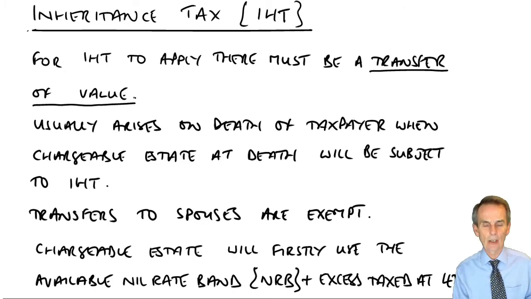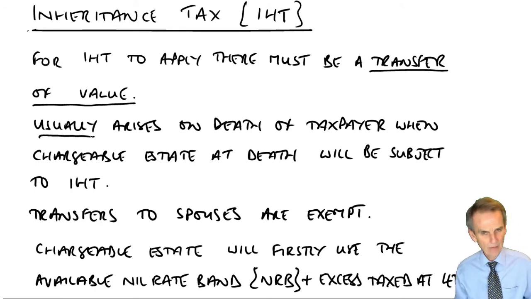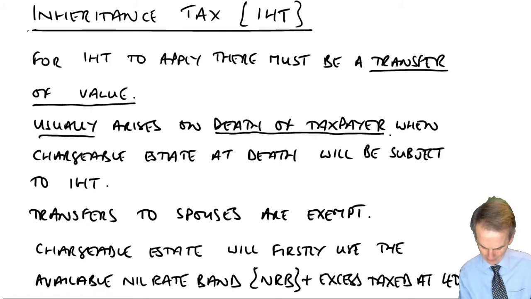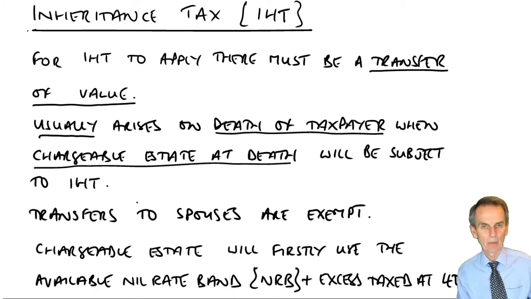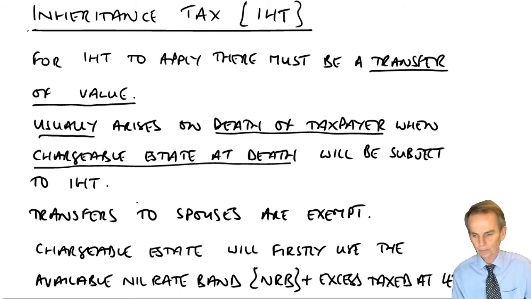And that will be the value of their chargeable estate at death. So usually a transfer of value arises on the death of a taxpayer, when the chargeable estate at death will then be subject to IHT. That's the key point. As we'll discover later, once we've dealt with a simple example of a taxpayer who gave nothing away in lifetime, and then had this within their chargeable estate at death, we compute the IHT payable on that death estate.